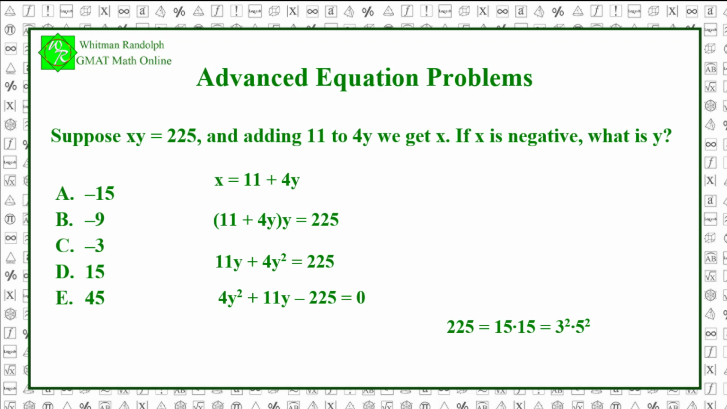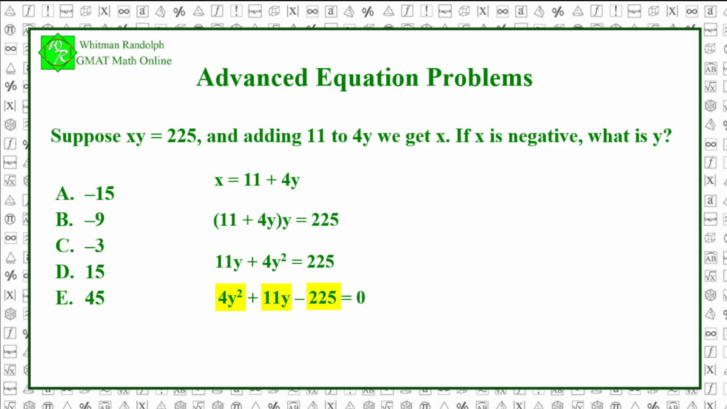225 equals 15 times 15, and that equals 3 squared times 5 squared. We also have to consider that the first term has a coefficient of 4. Using these factors of 225, we need to find two products, one positive and one negative, whose sum is 11. We also need a product that equals minus 225.